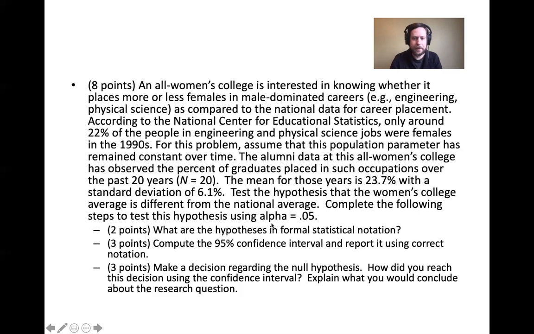The reason is because the hypothesis stated here is that the women's college average is different than the national average. It's different, which means the women's average in the research hypothesis could be higher than the population average, or it could be less than the population average. That's what different means. It can mean two things. It can be either greater than or less than. And so this wording definitely implies a two-tailed test.